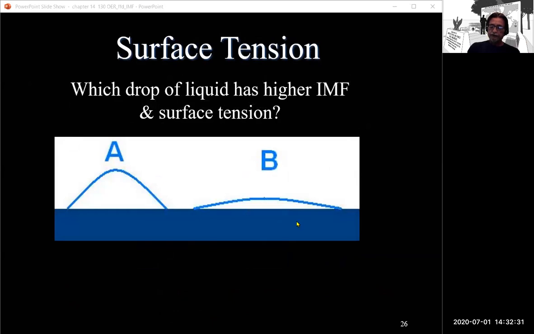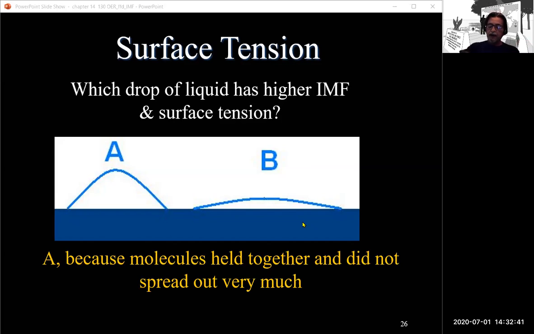And this here is an example of what I was talking about. The question is, which liquid has a higher IMF, A or B? In this case, A, because the molecules are being held onto each other tighter, so it's forming that hump. If the molecules are not holding onto each other very strongly, that liquid just spreads out over the surface.